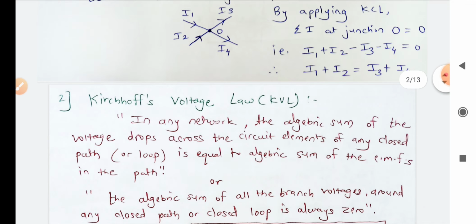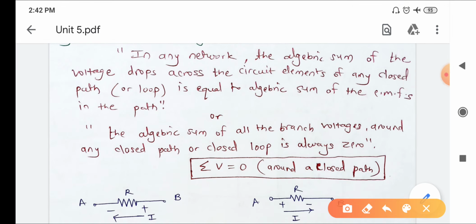Now we'll move towards KVL, that is Kirchhoff's voltage law. Kirchhoff's voltage law states that the algebraic sum of voltages around a closed loop in a circuit must be equal to 0. That is, summation of V is equal to 0 around a closed path. The other statement of KVL is that the sum of the voltage rises is equal to the sum of the voltage drops around a closed loop in a circuit. So we will see what voltage rise and voltage drop are in a particular circuit.